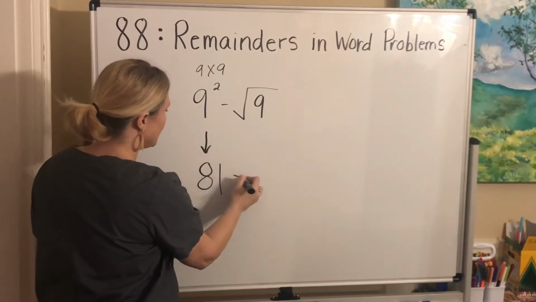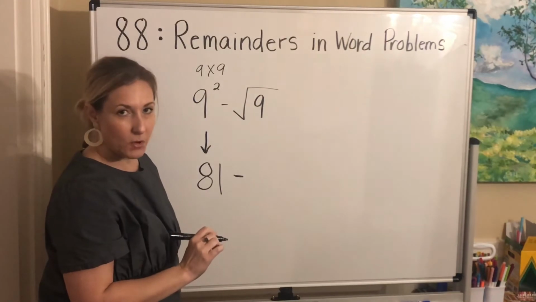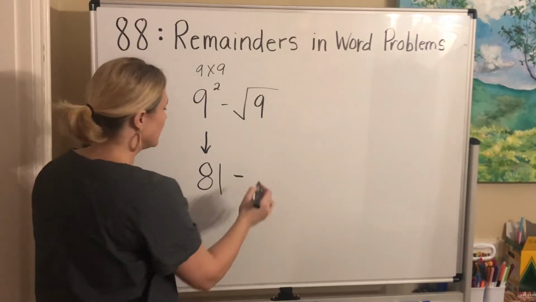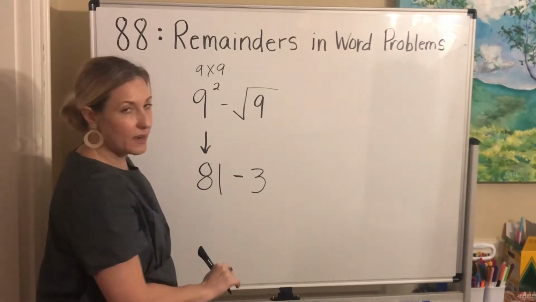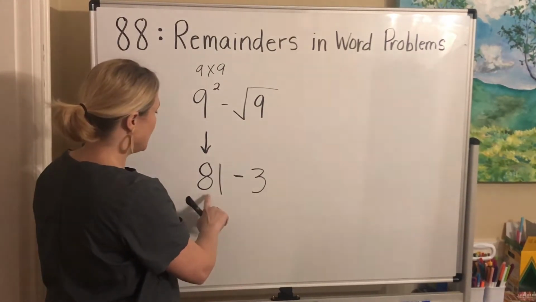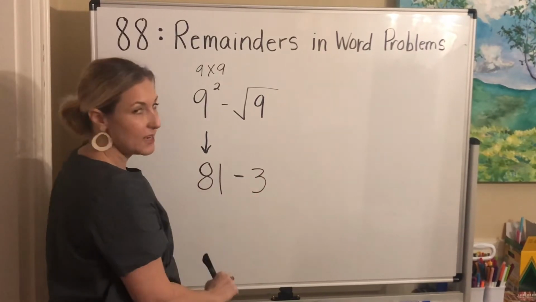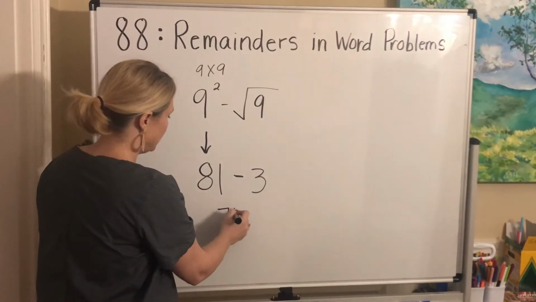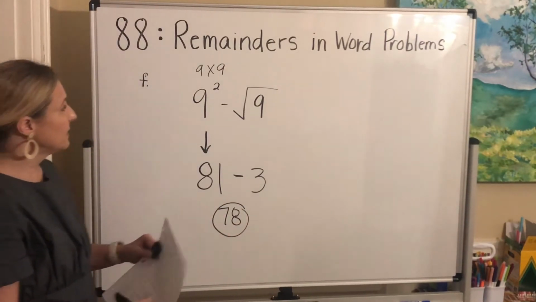Bring down our minus sign. And what is the square root of 9? What number times itself equals 9? 3. So we have 81 minus 3. We can count backwards. That's the quickest way. 81, 80, 79, 78. So our answer is 78.